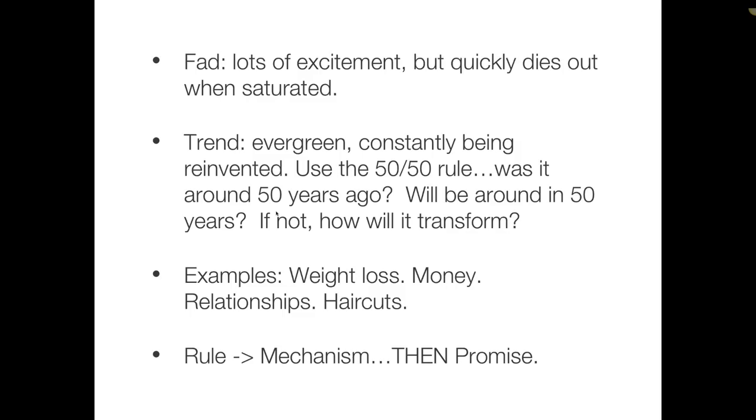And I just threw one up there like haircuts. Everyone's always going to need a haircut. Hair is not going to stop growing. That's an example of evergreen stuff.